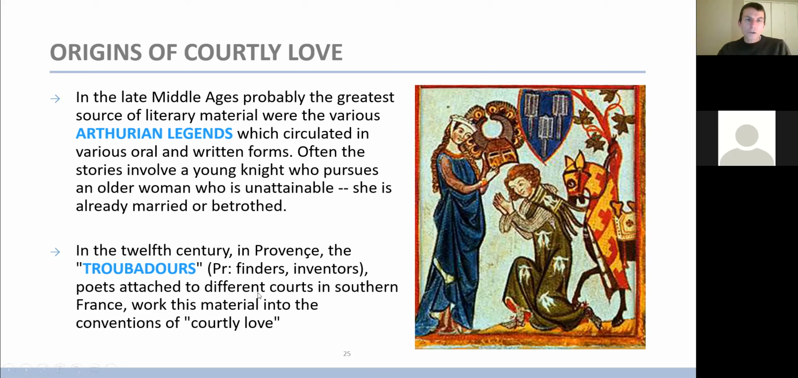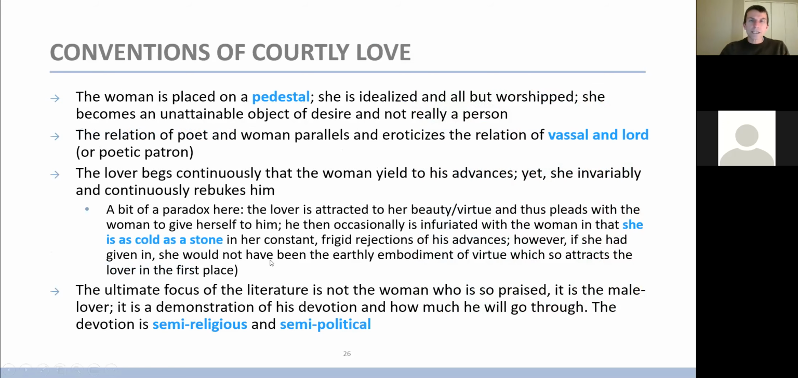That's not good. So in the 12th century in Provence, the troubadours are poets, and they work this material of Arthurian romance gradually into what are considered the conventions of courtly love. Remember, conventions are expectations or agreements. If you're reading a poem in this love tradition, you expect that the woman will be adored and put on a pedestal. She's idealized to the point of being almost worshipped, right?